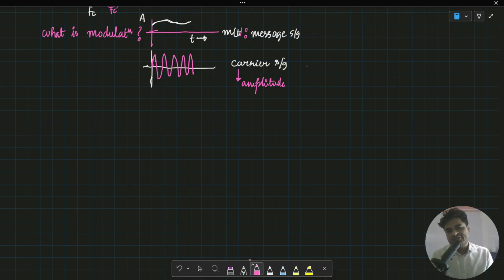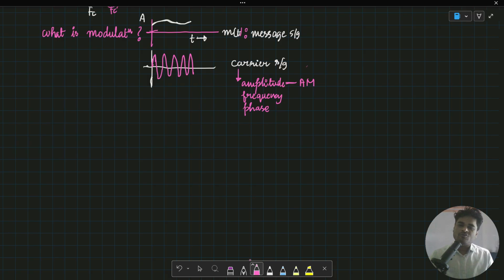What is modulation? Modulation is simply that we vary carrier signal amplitude according to the message signal, or its frequency can also be varied. We can vary frequency, or we can vary phase. So if the carrier signal's amplitude is varied according to the message signal, then that modulation is called amplitude modulation, AM. Amplitude of carrier is varied in relation with the message signal. That's why this kind of modulation is called amplitude modulation.